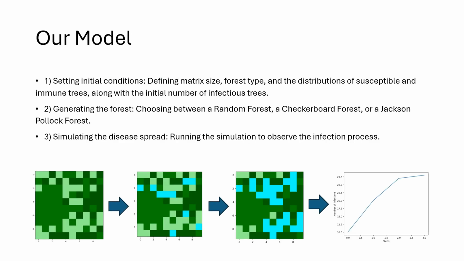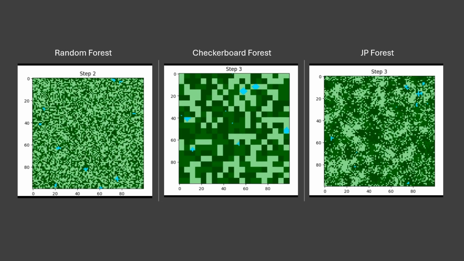We first start by setting the initial conditions by defining the matrix size, forest type, and the distributions of susceptible and immune trees, along with the initial number of infectious trees. We then generate a forest, given our three types of forest, and then we simulate the disease spread, running the simulation to observe the infection process.